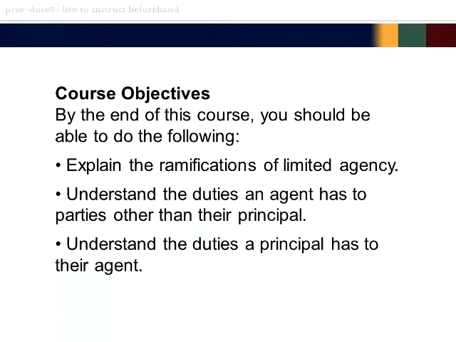Course objectives. By the end of this course, you should be able to do the following. Explain the ramifications of limited agency. Understand the duties an agent has to parties other than their principal. Understand the duties a principal has to their agent.